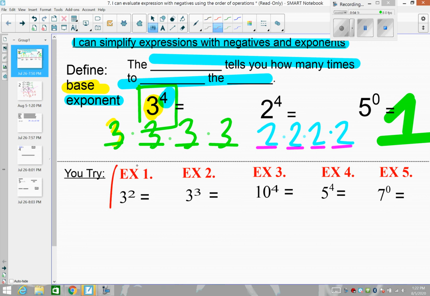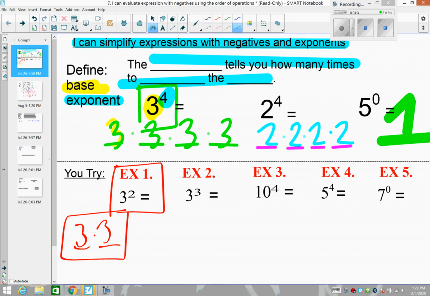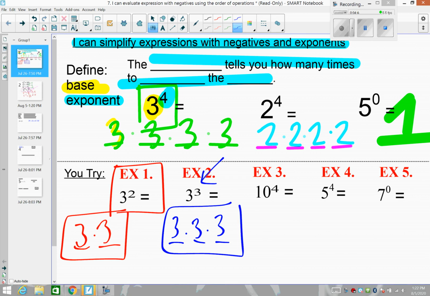So, example 1, 3 to the 2nd power. That means we need 2 of those because the exponent tells us how many times to multiply the base. So that would be 3 times 3. Of course, that equals 9, but let's just work on that expansion. So what happens if we change that exponent to a 3? 1, 2, 3. So that's 3 times 3 times 3. Of course, that's 27 because 9 times 3 is 27, but that's what the expansion looks like.